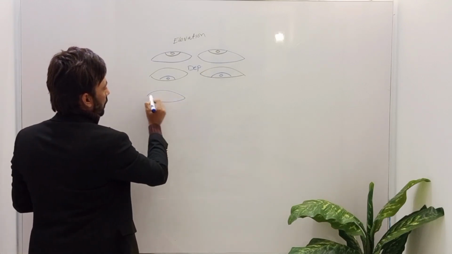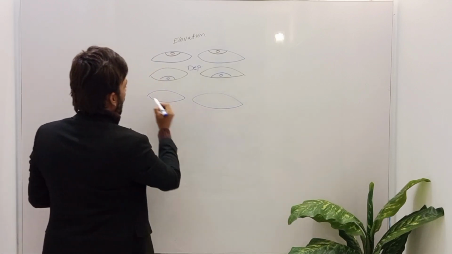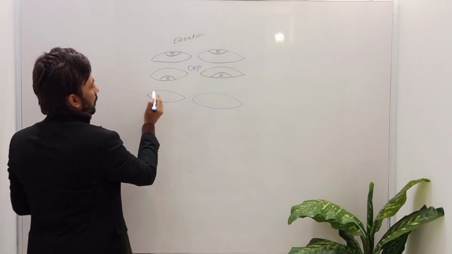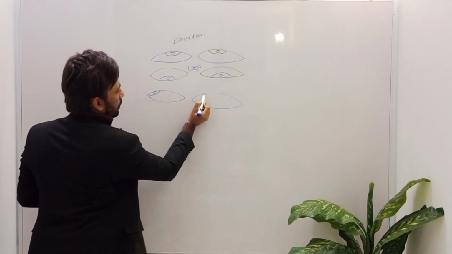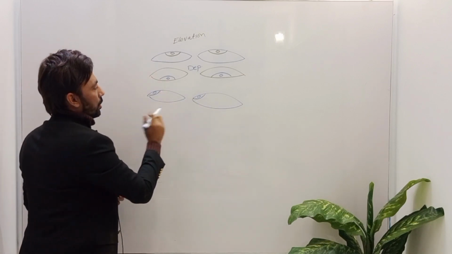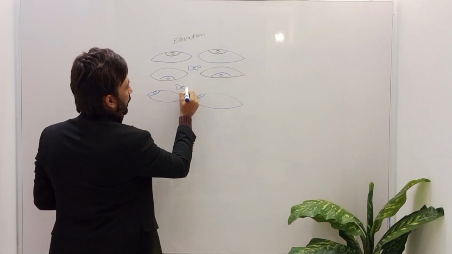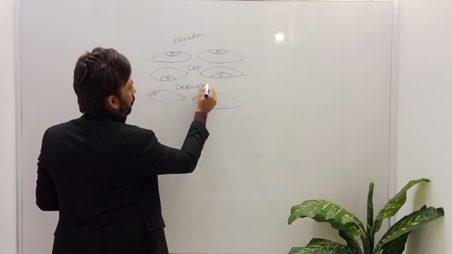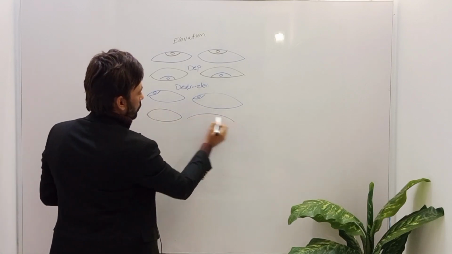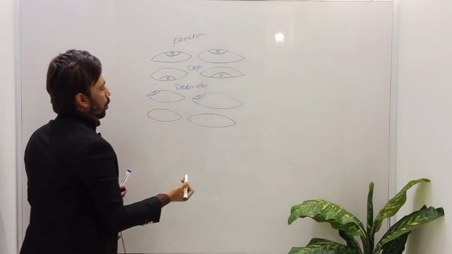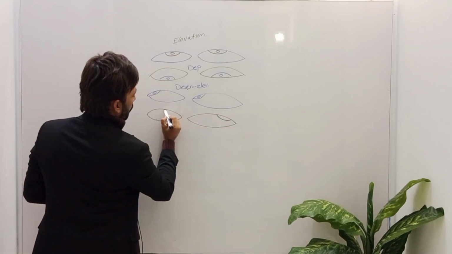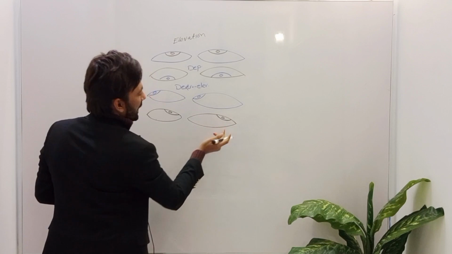Now again, these are two eyes, and they are looking upward and to the right. Suppose this is the right direction. Both eyes are looking upward but in the right direction, so that would be dextro elevation. Next, again two eyes, and now they are looking upward but in the left direction. So there is elevation on the left side.